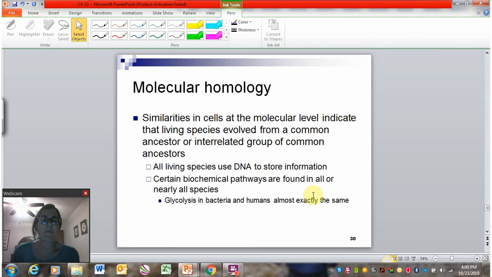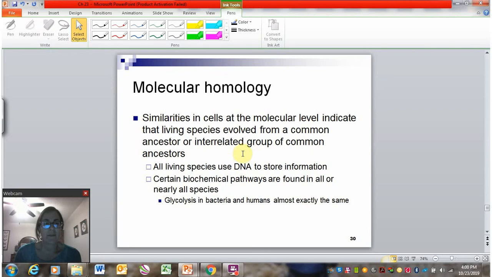And the third type of homology is molecular homology. Molecular homology is similarities at the molecular level, so that includes molecules, so not physical structures, but those micromolecules in the body. So things like proteins, DNA, it could also be other structures like fats and carbohydrates, or even biochemical pathways. So molecular events that happen in the cell, like cellular respiration, for example, or photosynthesis is another example.